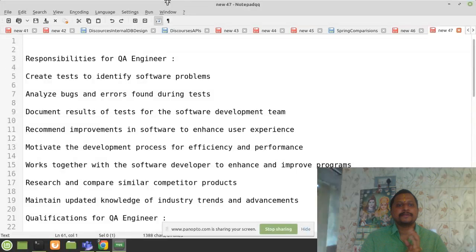Okay, next, we need to recommend improvements in the software to enhance the user response, user experience or user capabilities. Because from the user's point of view, we need to provide a good user experience. Because I have seen one thing at the user's point of view.